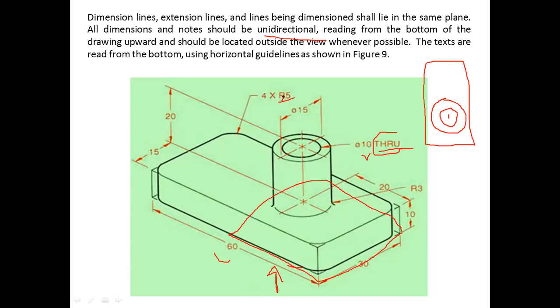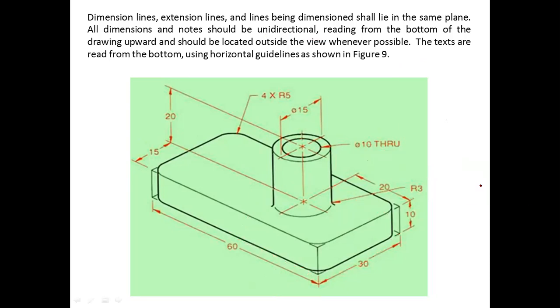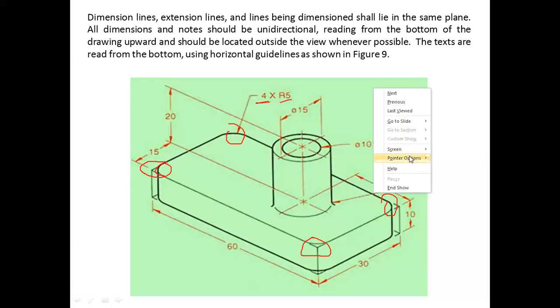Now this R, what is this R? Pay attention here carefully. We have four features: 1, 2, 3, and 4. That's why only one feature is given a dimension, that is R5. What does it say? That this radius is 5 mm. And we have four such features. We need not mention each and everything. So please keep this in mind.